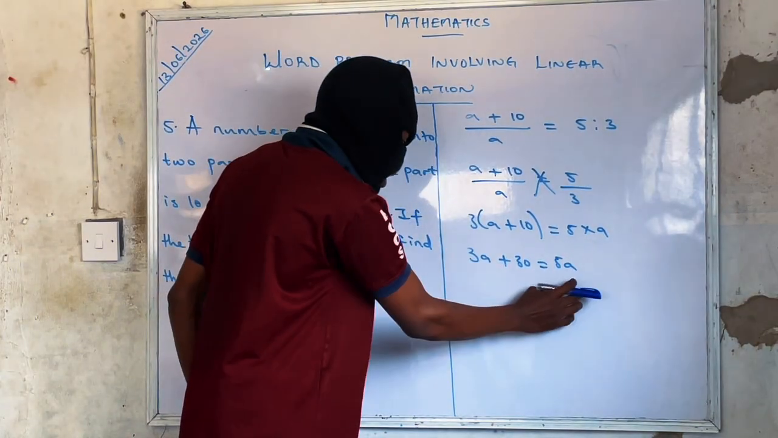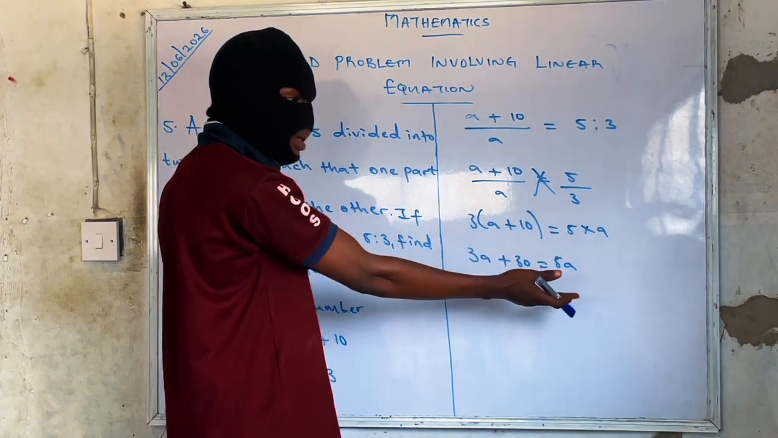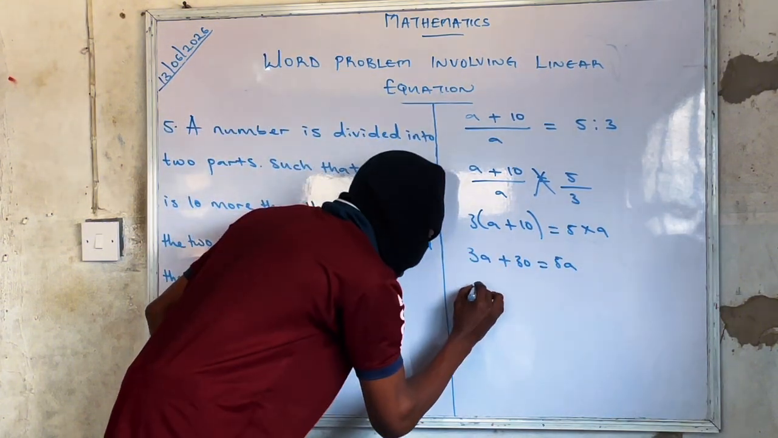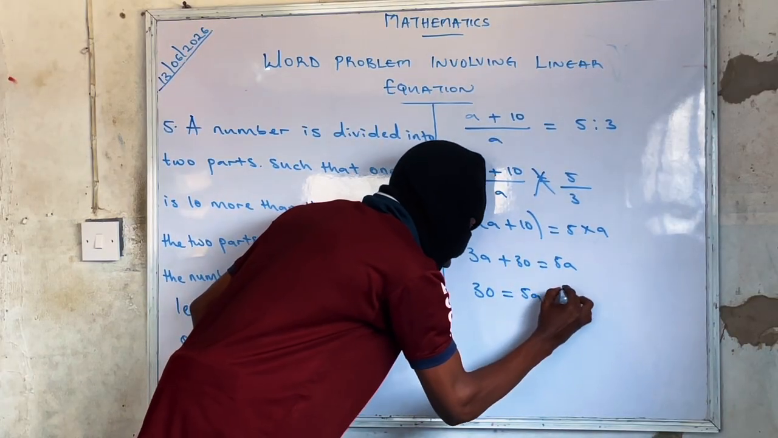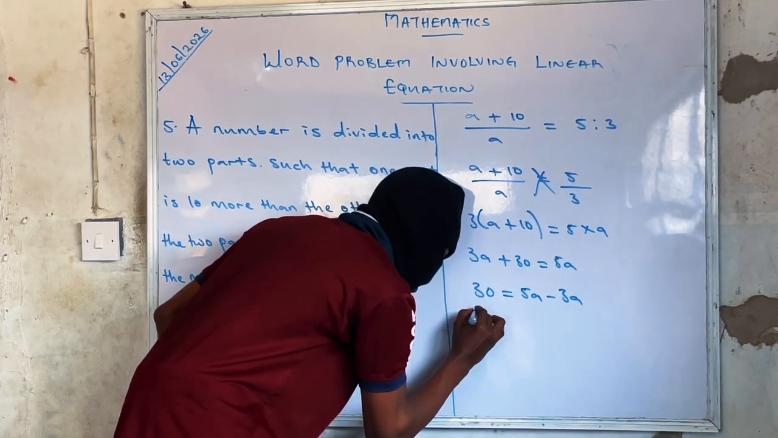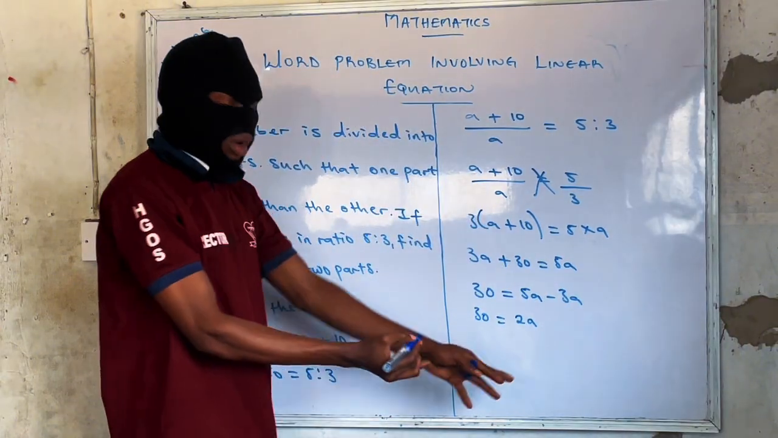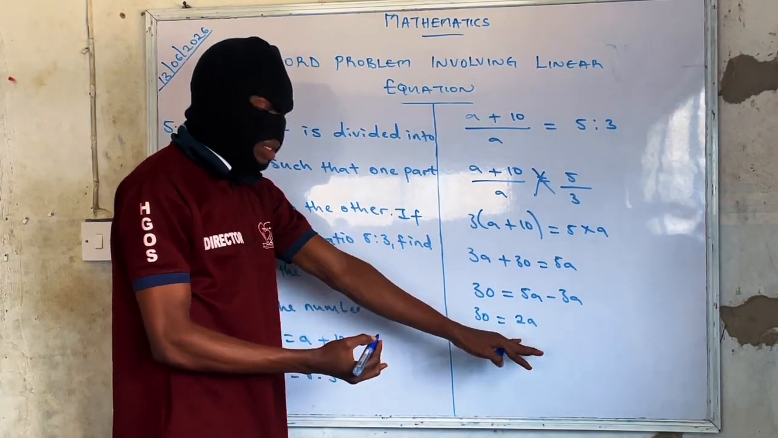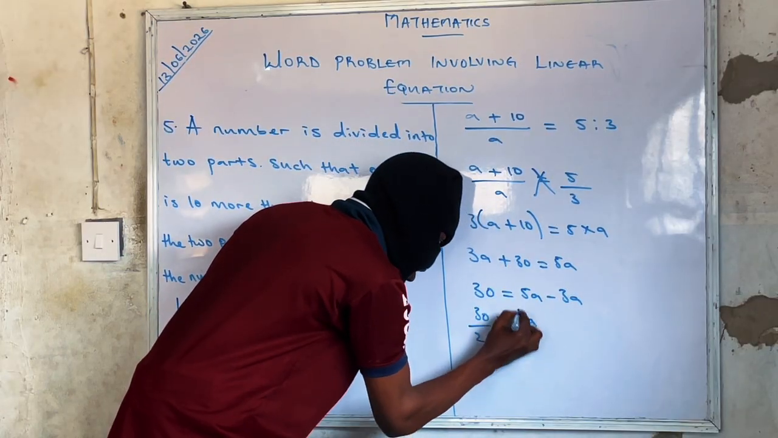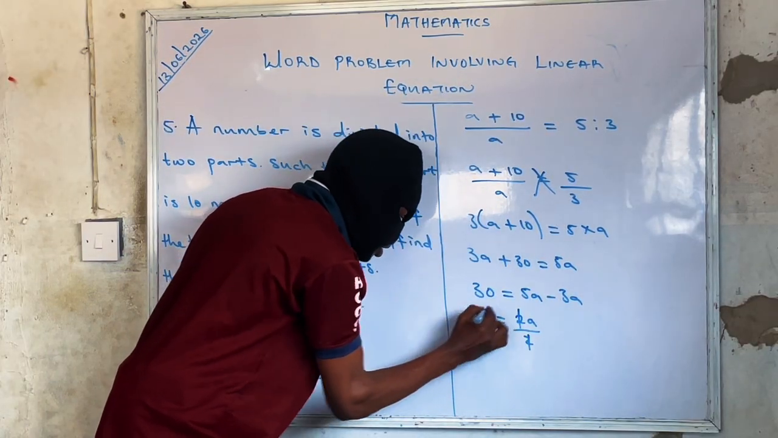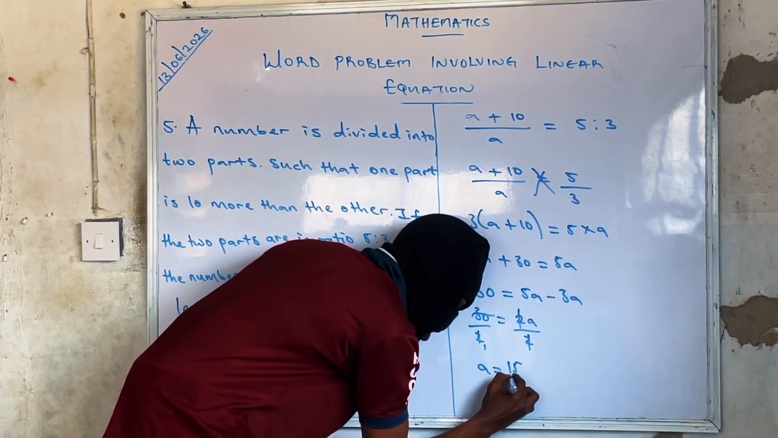Now what we are going to do is collect like terms. This 3A we have to move to meet 5A. So we now have 30 equals 5A minus 3A. Then we have 30 equals 2A. We are dividing both sides by the coefficient of A. Coefficient of A is 2. Then we have over 2 over 2. These 2s eliminate each other. Now 2 in 30 gives us 15. Then A is equal to 15.